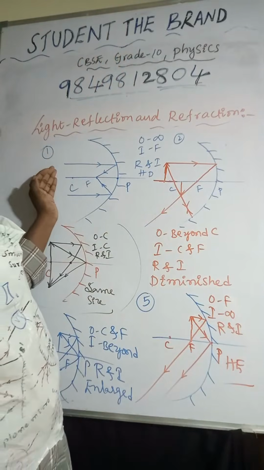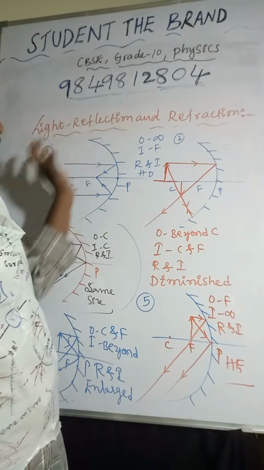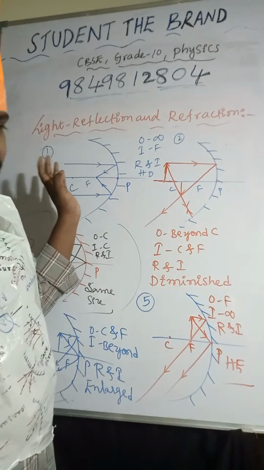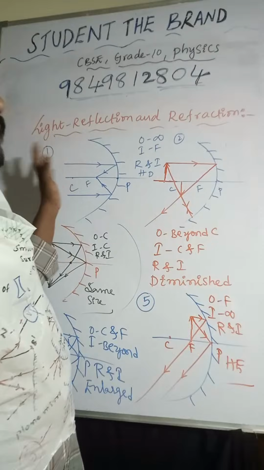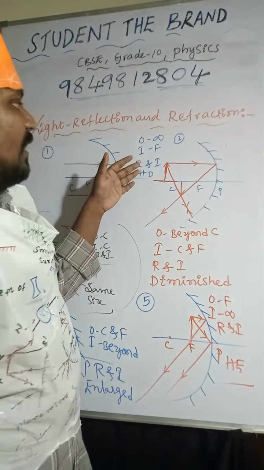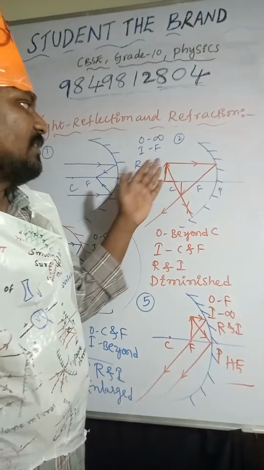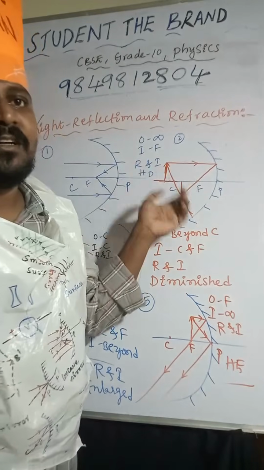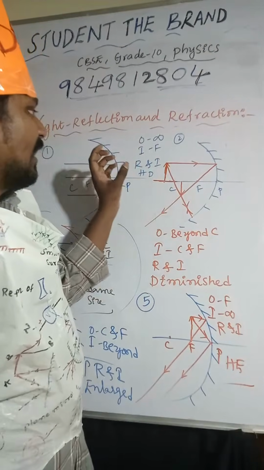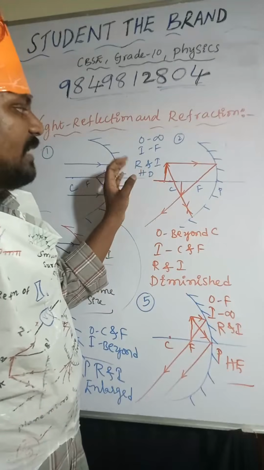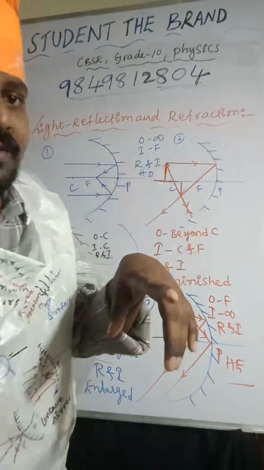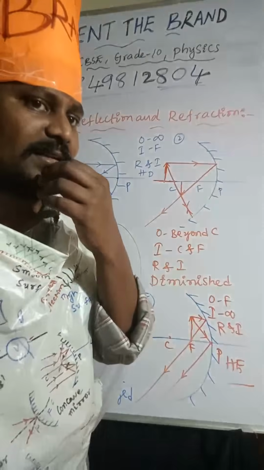So here the object is placed at infinity. Image is forming at focus. Nature of the image is real and inverted and highly diminished. And here the object is placed beyond center of curvature. Image is forming between C and F. Nature of the image is real and inverted and diminished.